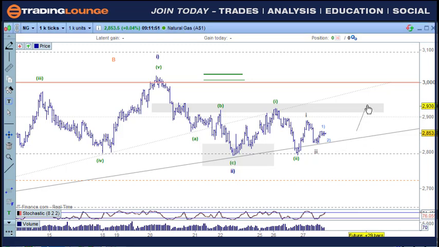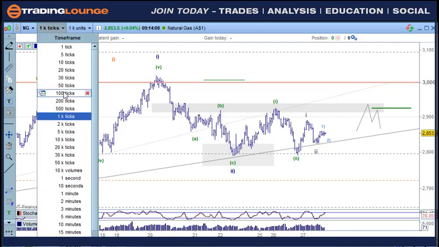If we get a nice support on the 2900 here, then that would be the long trade over here. That's the safe trade. So if you want safety first, then that would be it. If you want to take a risk, then walk through this door here.